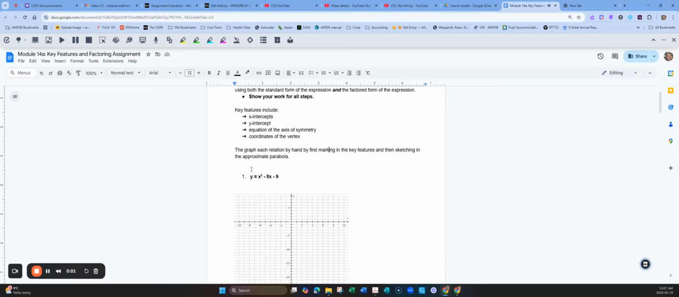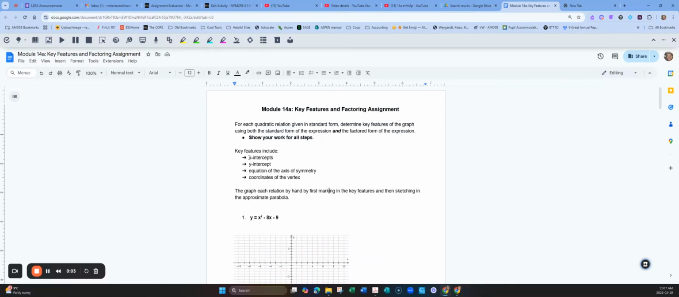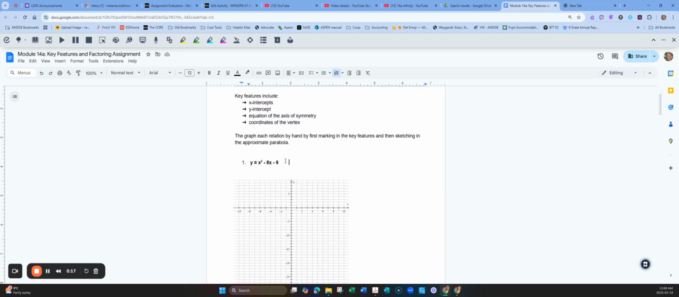Okay, if you're on 14A and you need a little bit of help and you're like, how do I find out all of these different things: the x-axis, the y-intercept, the x-intercepts, the axis of symmetry, and the coordinates on an equation like this? There's a couple things that you need to know right away. You should be able to recognize that when the formula is like this, we call this standard form.